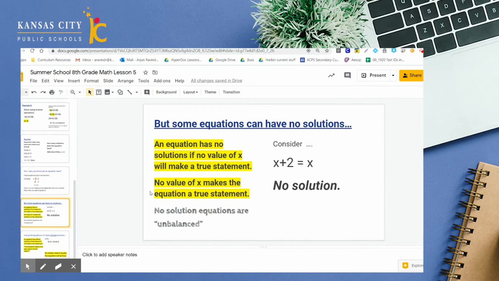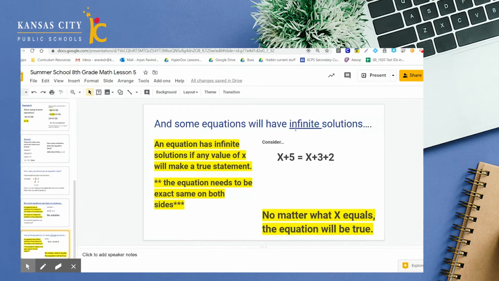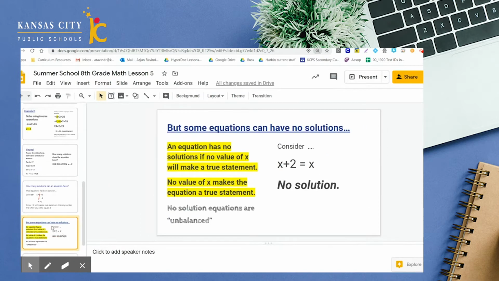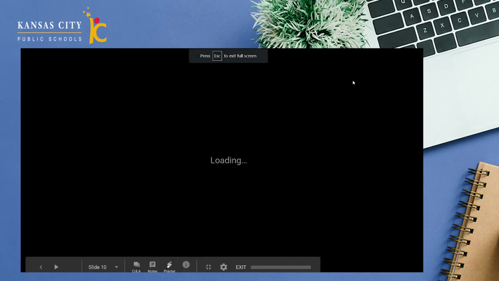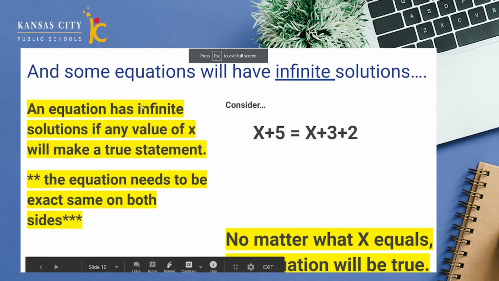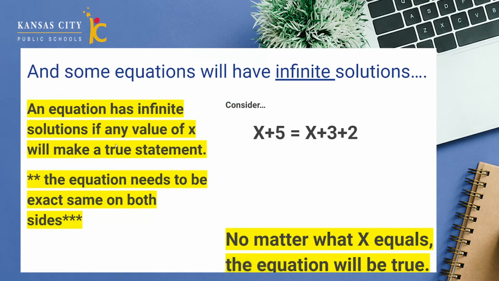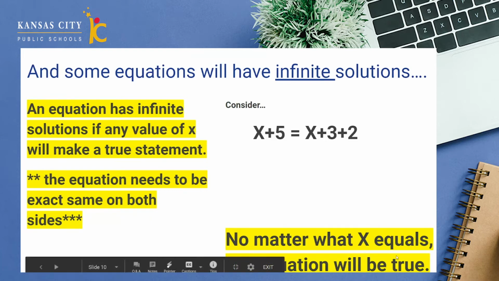Great, now that you've unpaused the video and you're ready to move on, let's talk about infinite solutions. Some equations will have infinite solutions. What does that mean? An equation will have infinite solutions if any value of x will make a true statement. No matter what x is, it'll be true.